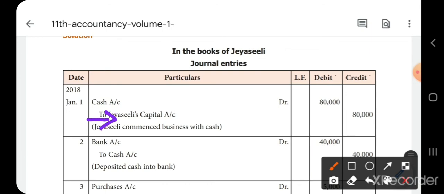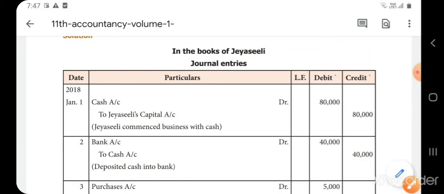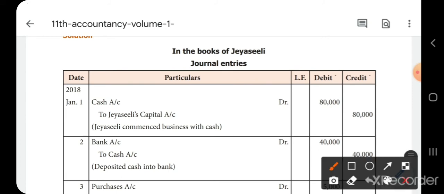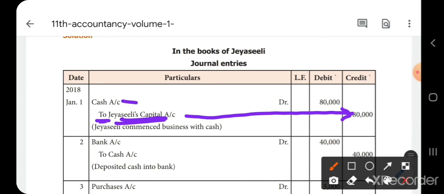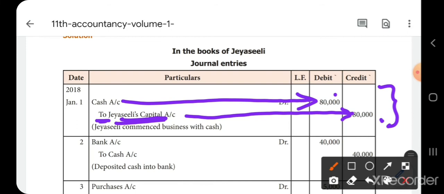Leave 1 centimeter or 1.5 centimeter of space, then write the account which has to be credited. For writing the account to be credited, you will start with "To" and the name of the account which has to be credited. The credit amount you will write in the credit column, and the debit amount you will write in the debit column. Both will be the same only. For every debit, there will be a corresponding and equal credit, based on the concept of the double entry system.